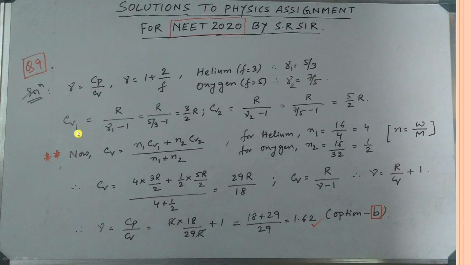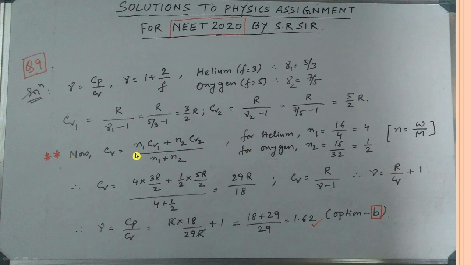Now from formula we get Cv equal to R by gamma minus 1. So for helium, Cv1 equal to R by gamma 1 minus 1. This formula is derived from the first law of thermodynamics. So using this formula, we get the Cv of helium as 3 by 2R, where we put gamma 1 as 5 by 3. Similarly for oxygen, we get Cv2 as R by gamma 2 minus 1. Putting gamma 2 as 7 by 5, we get 5 by 2R.